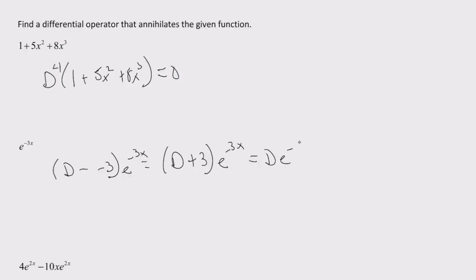If I take the derivative of that expression plus 3e to the negative 3x, what's the derivative of e to the negative 3x? That's negative 3e to the negative 3x, plus 3e to the negative 3x. What do we notice? Those two cancel out. So that's why that magic works.